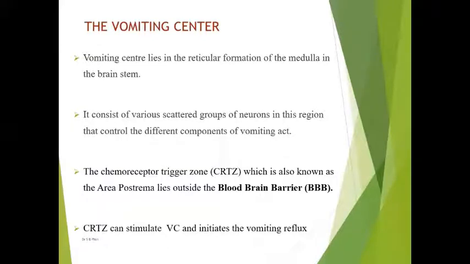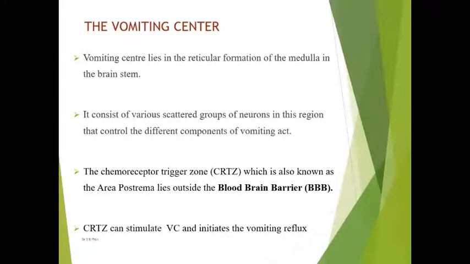Then the chemoreceptor trigger zone, I've already told you, has a connection with the vomiting center in the brainstem. Once the chemoreceptor trigger zone is receiving a lot of toxins, in turn, it will stimulate the vomiting center. That will proceed to initiate the actual vomiting reflex. The vomiting center lies in the reticular formation of the medulla in the brainstem.